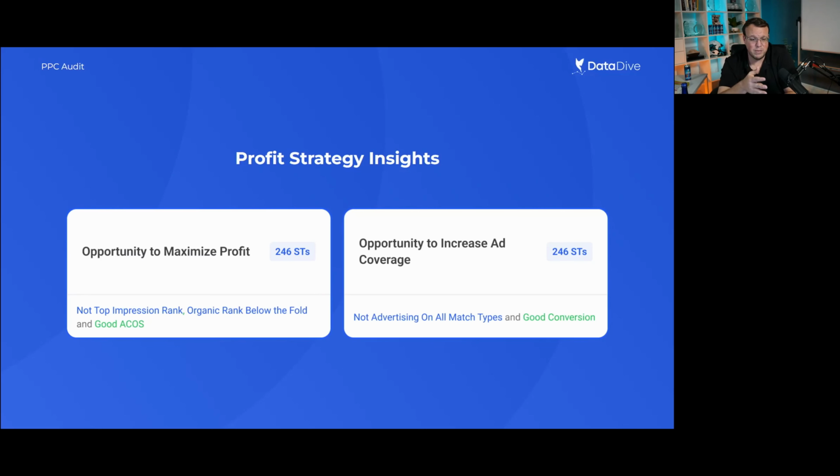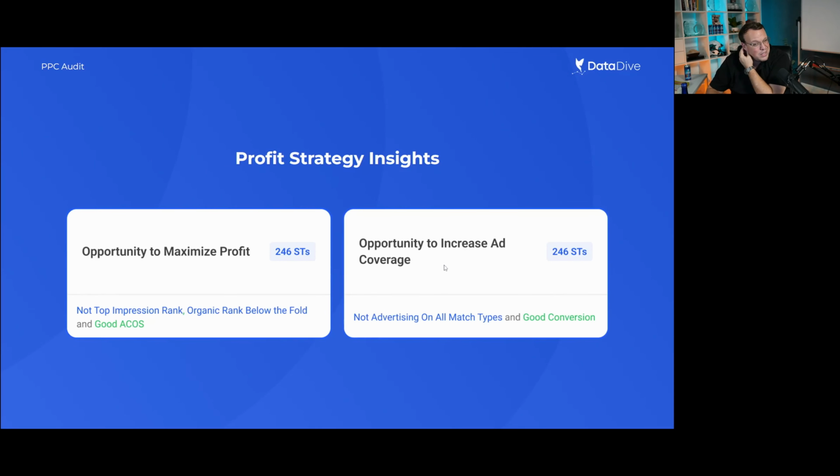So opportunity to maximize profit, good ACoS, maybe you can spend more money here because you're not top impression rank. But what is your ultimate goal? Is it for organic rank? You need to know realistically, am I going to be able to push that organic rank or not? So same bucket, two different outcomes. You can make a decision. You still have to be able to make a decision there.